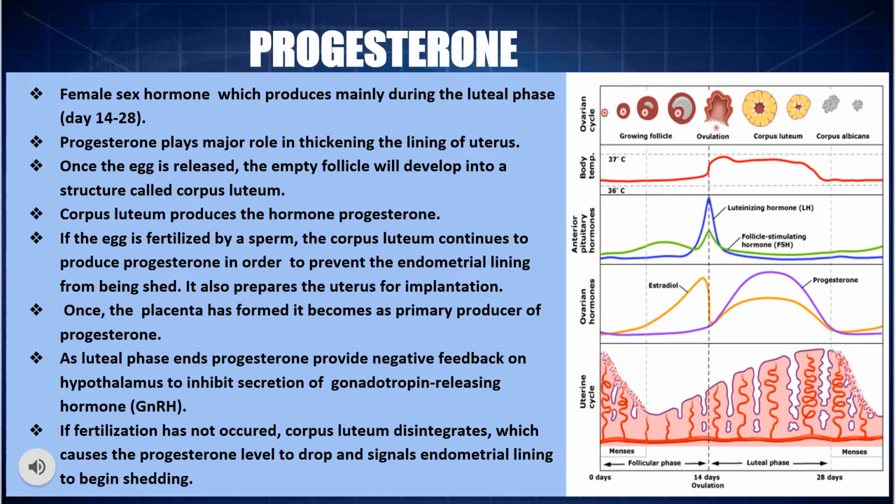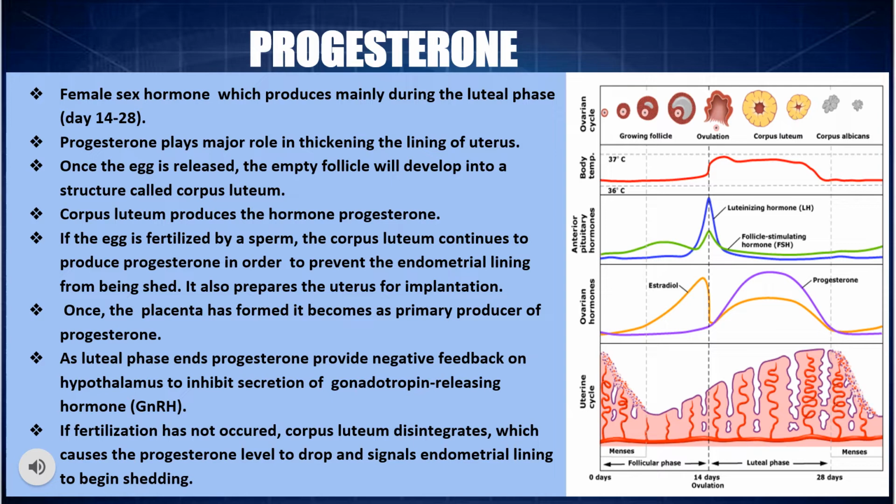Here, I would like to highlight that other than corpus luteum and placenta, progesterone is also being produced by adrenal glands. As the luteal phase ends, progesterone will provide negative feedback on the hypothalamus to inhibit the secretion of gonadotropin releasing hormone. As a result, the release of follicle stimulating hormone and luteinizing hormone will be suppressed. This is to prevent further maturation of follicle and ovulation as well.